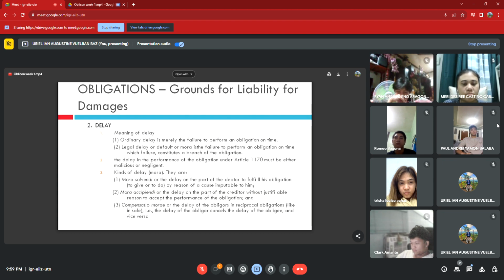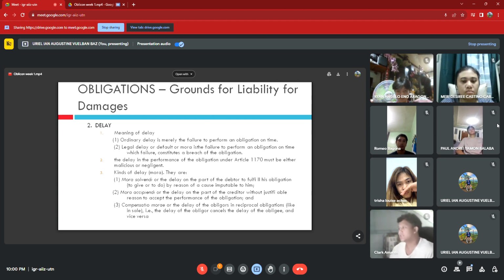Now, what is legal delay? Legal delay is a different kind of delay. When an obligor or debtor fails to perform his obligation upon demand, after demand has been given, then he will be in legal delay or default. When the debtor is in legal delay or default, the creditor or obligee can file a case against the debtor obligor for the performance of the obligation. Legal delay is the failure to perform an obligation on time, which failure constitutes a breach of the obligation. The delay in the performance of the obligation under 1170 must be either malicious or negligent.